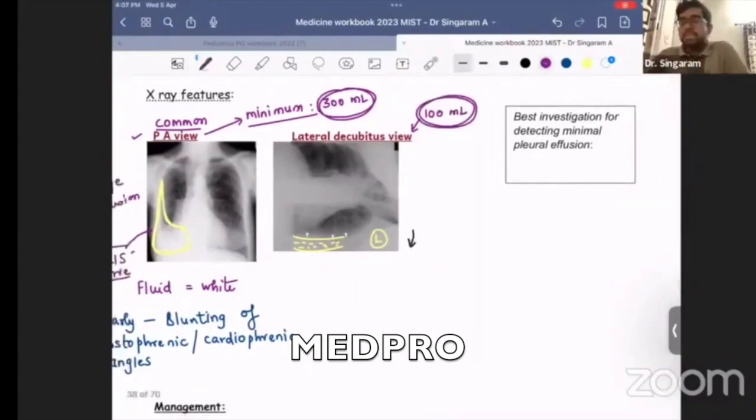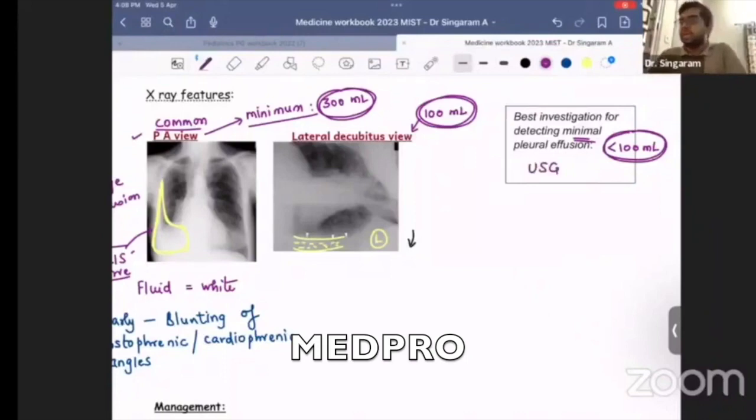What is the best investigation for detecting minimal pleural effusion? Minimal means even less than 100 ml also. Any idea? What is the investigation we have to do for detecting a very, very minimal amount of pleural effusion? You cannot detect it on an X-ray. You cannot even detect it on a lateral decubitus view. Lateral decubitus view, minimum 100 ml. I'm saying less than 100 ml. In this case, it will be ultrasound, USG.